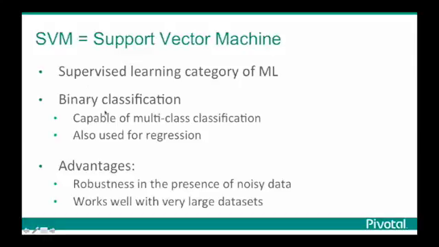Typically, SVMs are used for binary classification. However, they can be used for multi-class classification and regression. SVMs are a great choice for handling noisy data and work well with very large data sets.